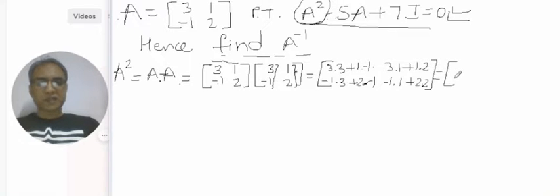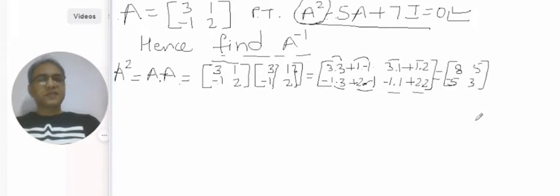Now let us simplify this. This element becomes 3 into 3, 9, minus 1, that is 8. Second, 3 plus 2, 5. This one, minus 3 and minus 2, minus 5. After that, minus 1 plus 4, 3. So this is our A square.